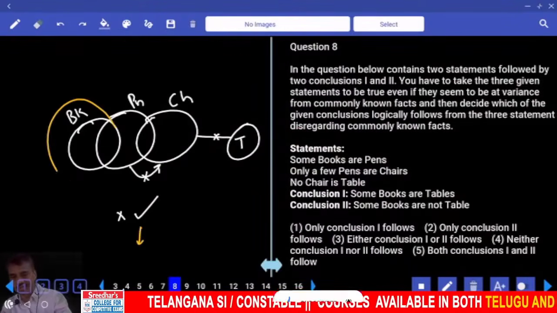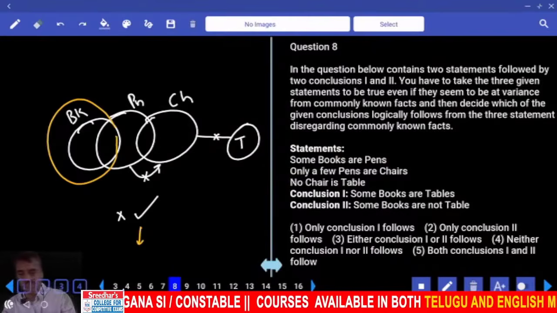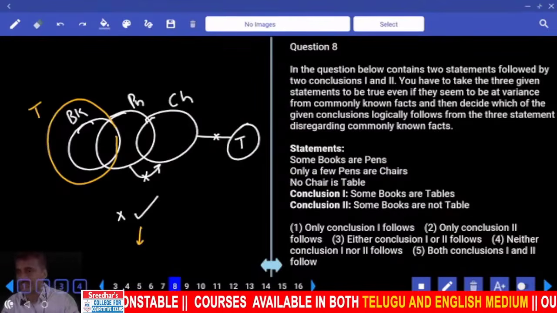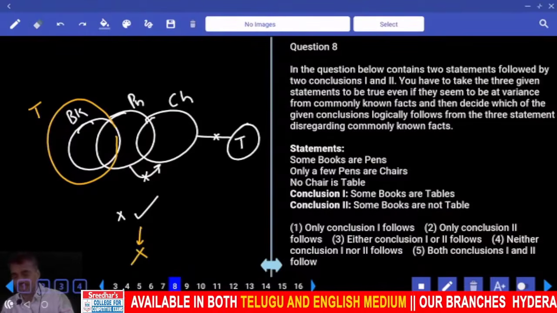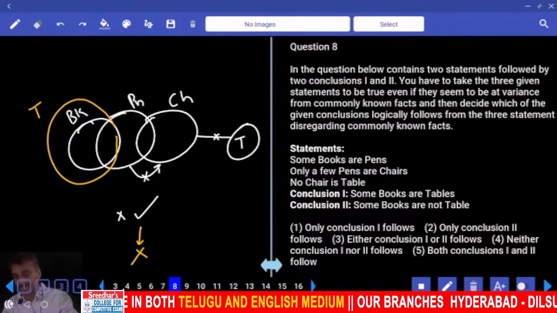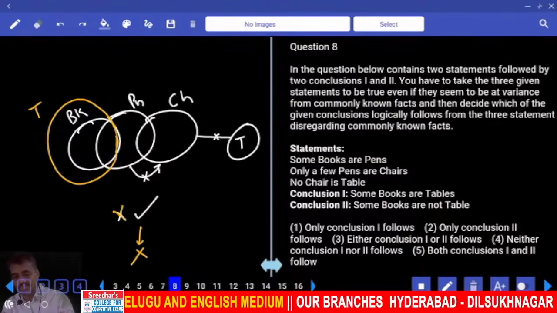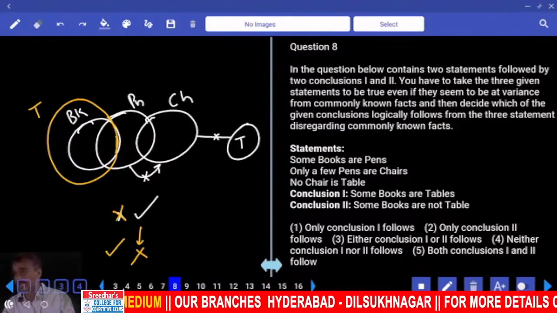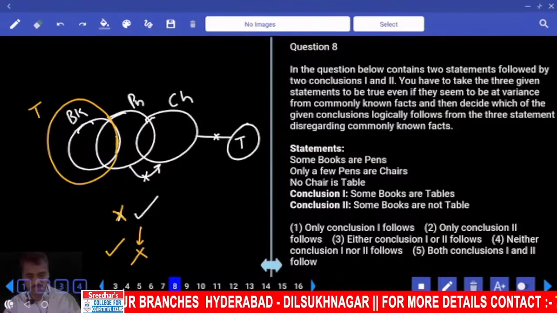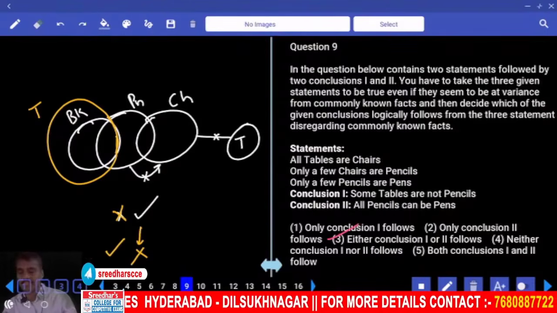we need to draw an alternate diagram. That is, all books are tables. Can I draw a table like this or not? If all books are tables, then we get the alternate diagram to the previous conclusion. Now in this diagram, what happened to the previous conclusion? The affirmative, which was false, has now become true. Then what is your answer? Either 1 or 2, choice 3, question number 8.